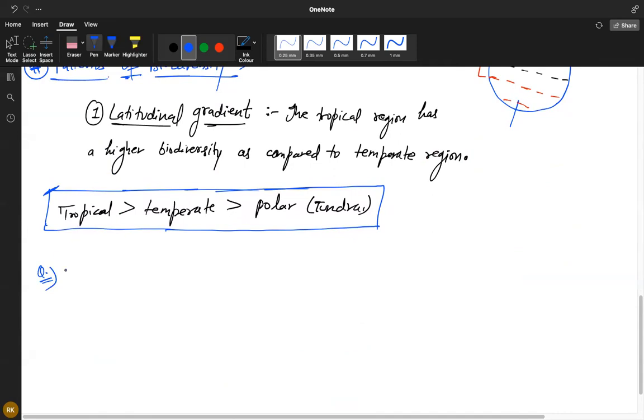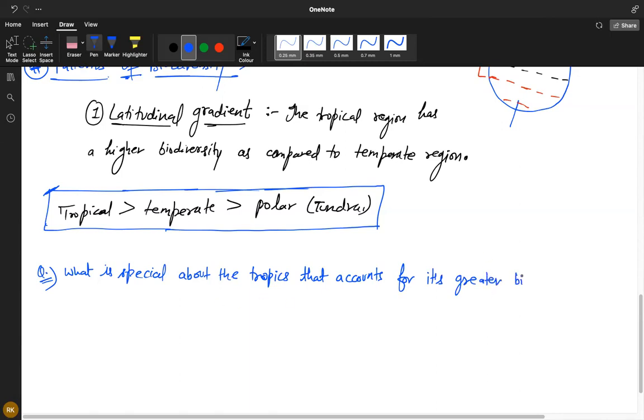What is special about the tropics that accounts for its greater biodiversity? So this is the question. It's an important one from this chapter. Important one from this topic, latitudinal gradient. And write down the answer.